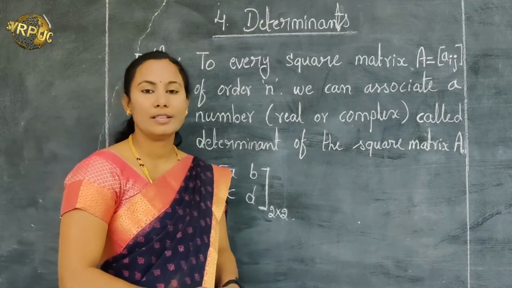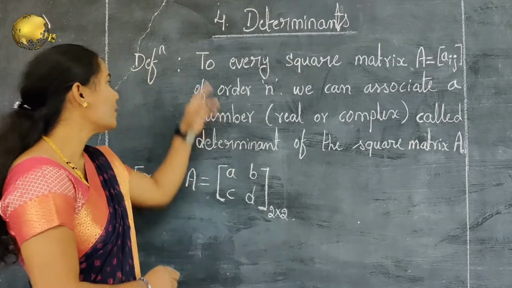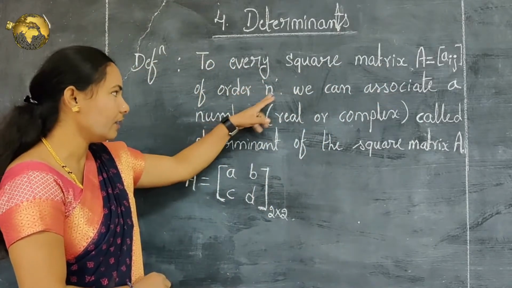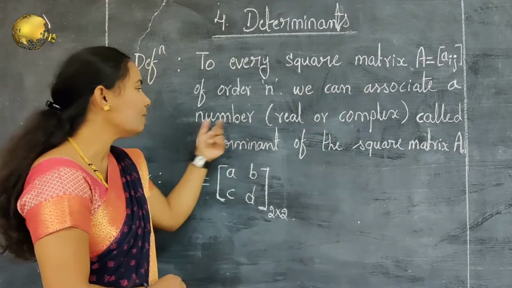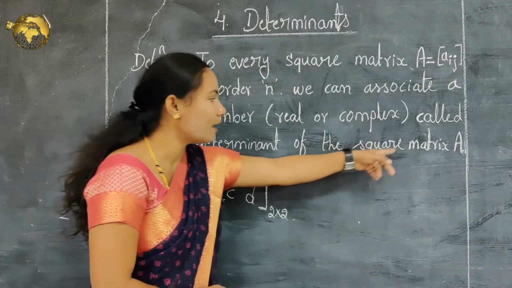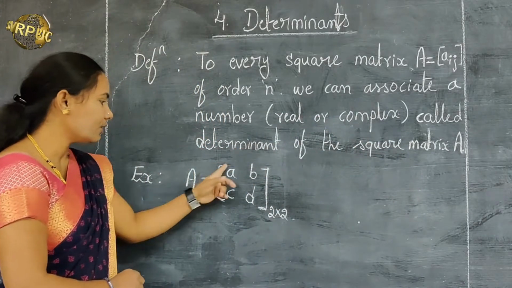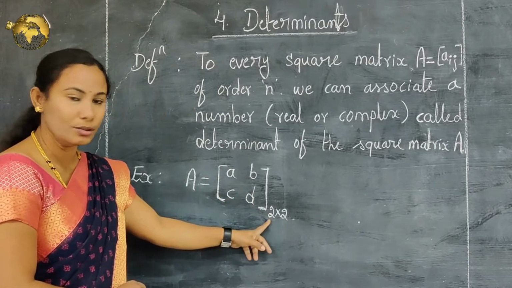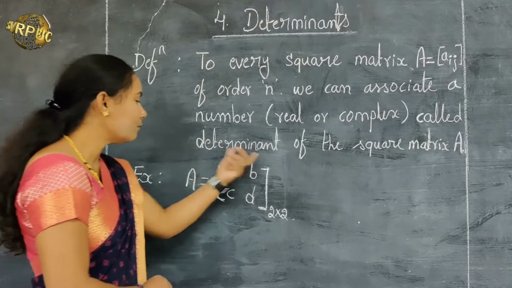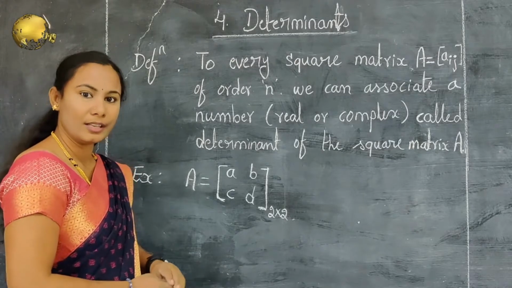Now let me first discuss the definition of determinants. We define determinant as follows: to every square matrix A equal to Aij of order n, we can associate a number, which may be a real or complex number, called the determinant of the square matrix A. That means, let me take one example. A is equal to A, B, C, D of order 2. This matrix is associated with one number. That means we get one value for this matrix A. That is called the determinant of A.